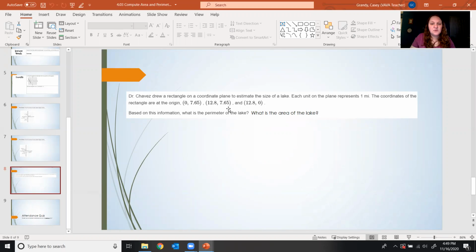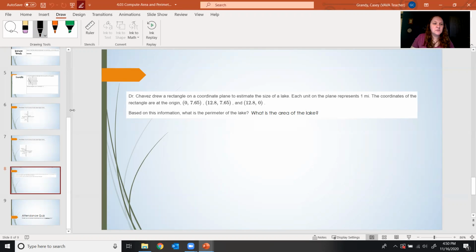Dr. Chavez drew a rectangle on a coordinate plane to estimate the size of the lake. Each unit on the plane represents 1 mile. The coordinates of the rectangle are at the origin (0, 0), (0, 7.65), (12.8, 7.65), and (12.8, 0). Based on this information, what's the perimeter and what is the area? So I'm going to sketch out what this picture looks like.